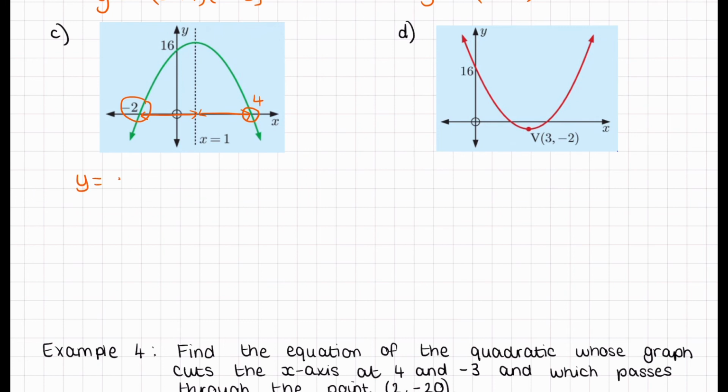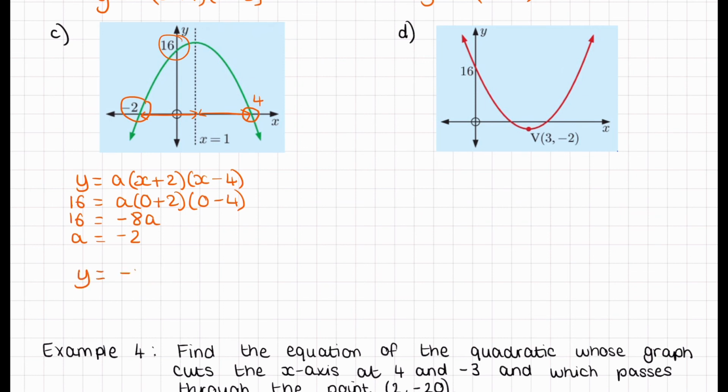So it'd be y equals a, x plus 2 and x minus 4. Just like part A, we have then our y-intercept and we can sub that in to work out what a is. So 16 will equal negative 8a, so a equals negative 2. So the equation will be y equals negative 2, x plus 2 multiplied by x minus 4.